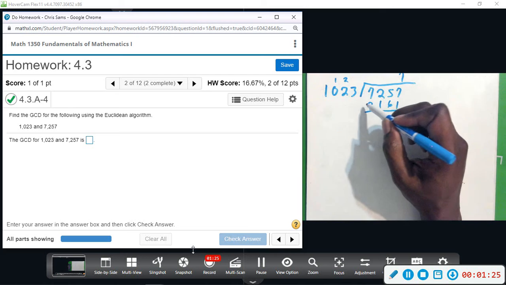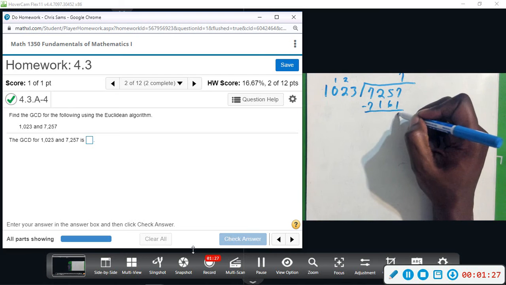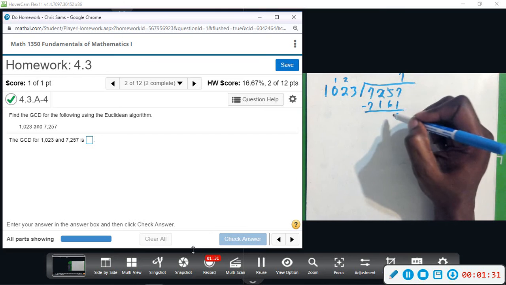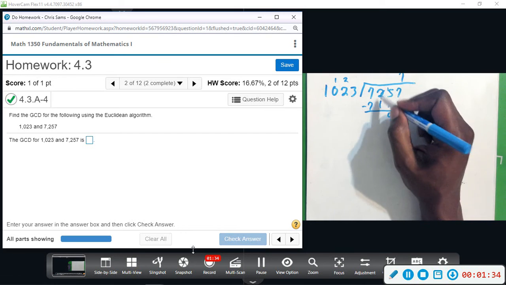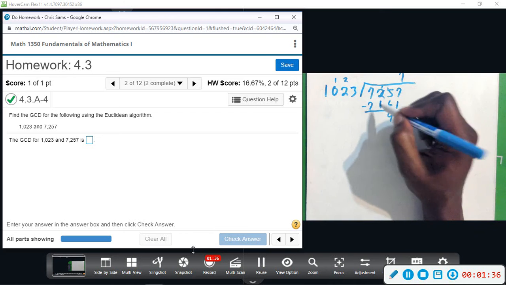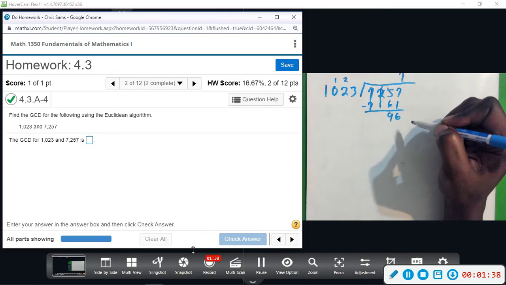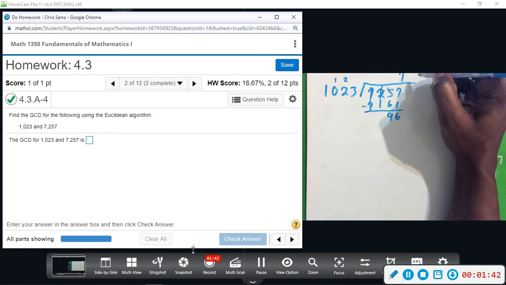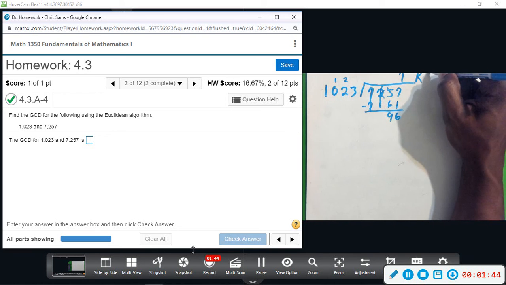Okay, so we're going to subtract this off. We get 6. We have to borrow 1. This is 15. We get a 9. That will be a 1. So now that's 0 and 0. Okay. So this goes in there 7 times. There's nothing left over with a remainder of 96.